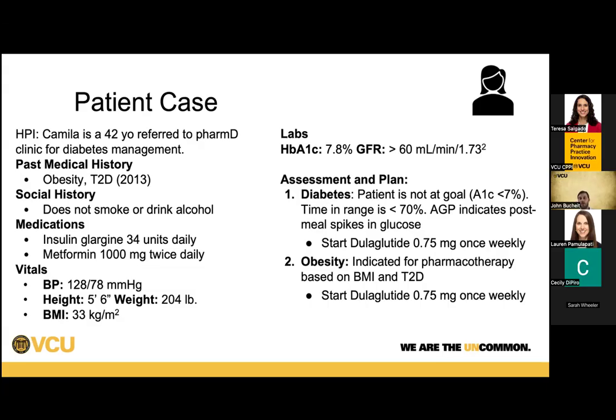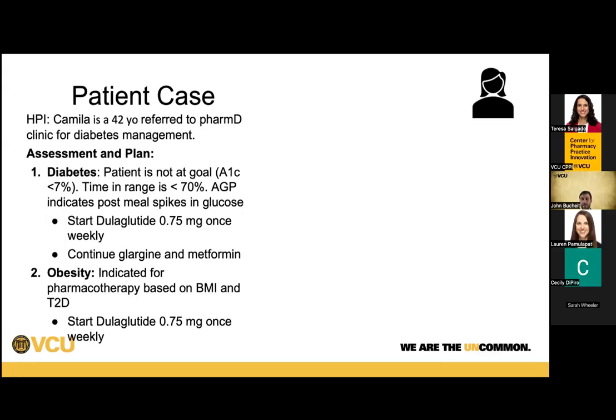So I would recommend, based on this, that we start dulaglutide, which is a once weekly GLP-1 receptor agonist, to help with her current treatment to help optimize her diabetes care. And this would also help with her chronic condition with obesity, trying to help lose some weight as well.